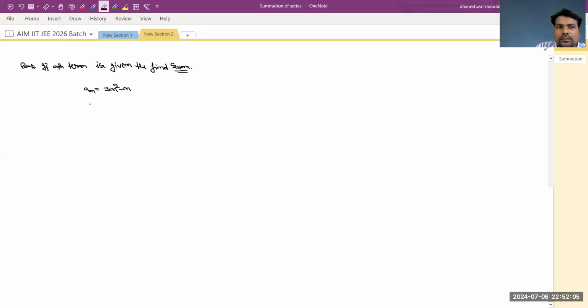If the nth term is given, then I can write the rth term, a of r, like that: 3r square minus r. So for finding the sum of n terms, I can take the summation over r. Here we have the summation of 3r square minus r. I can take 3 common from the summation. Then here we have the summation of r square minus the summation of r.